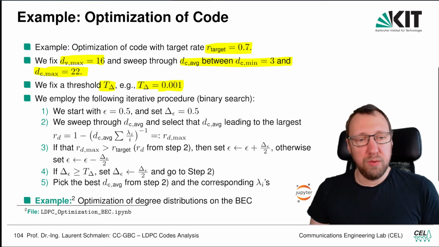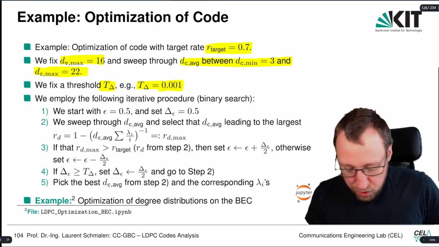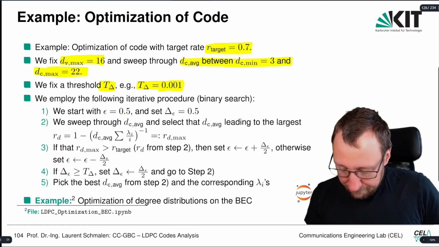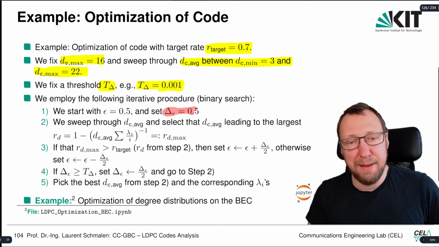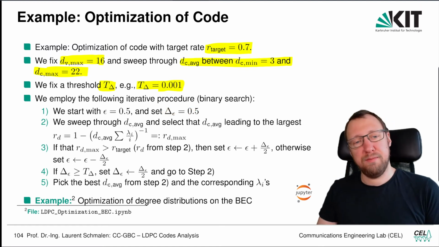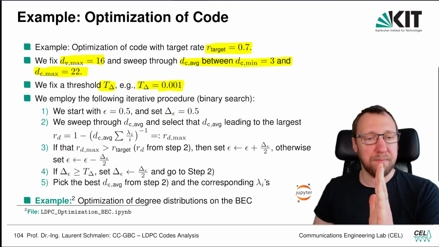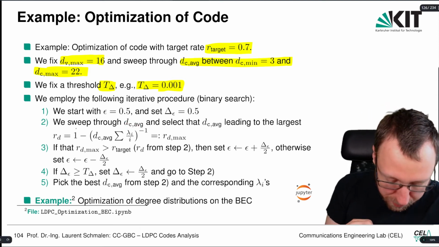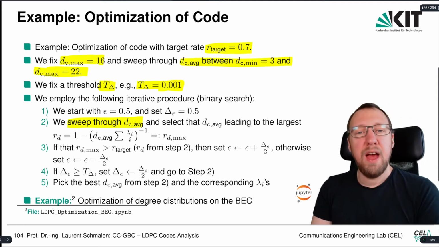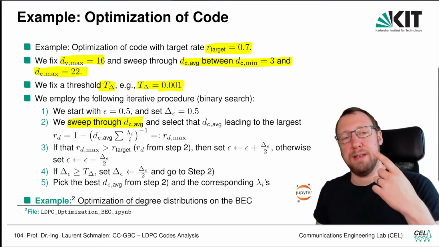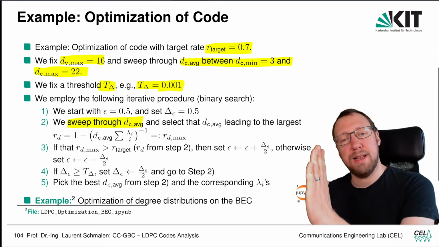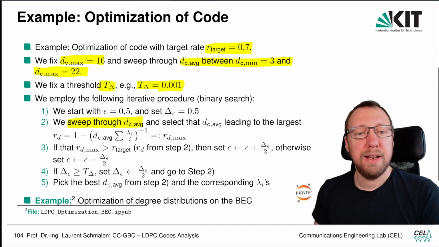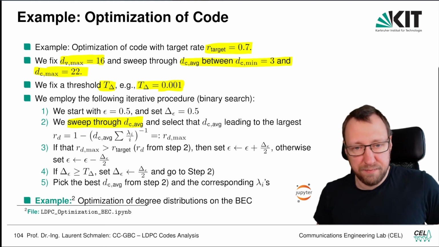And what we do is the following. We start just in the middle, with epsilon equals 0.5, and we set delta epsilon to be equal to 0.5. So we start with the epsilon in the middle. And now we sweep through DC average and run the optimization for every DC average. Of course, we do this in discrete steps. And then we pick the DC average that leads to the largest rate.